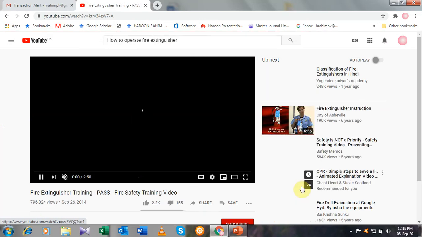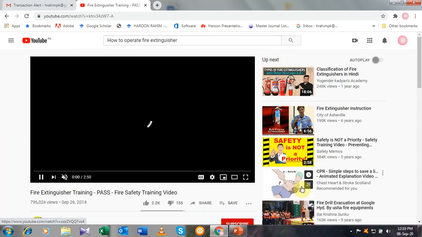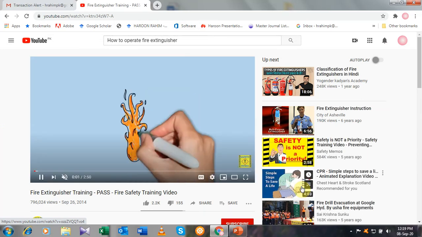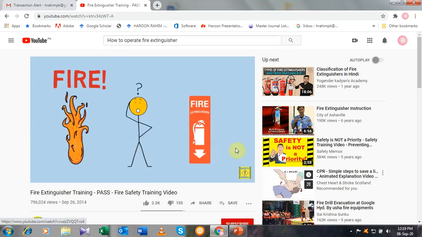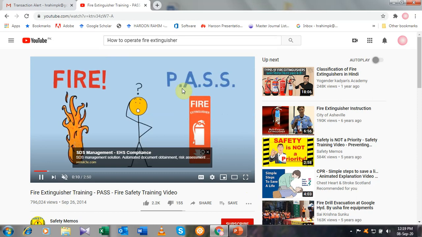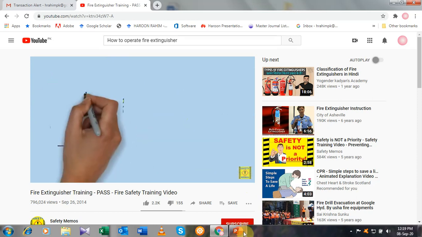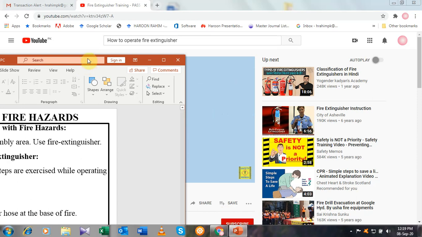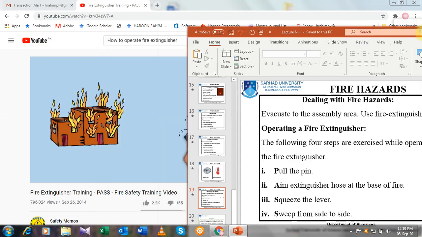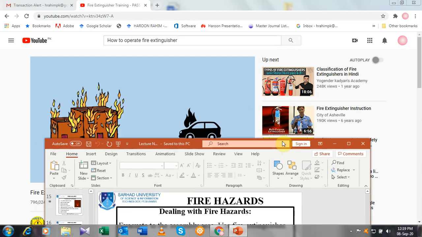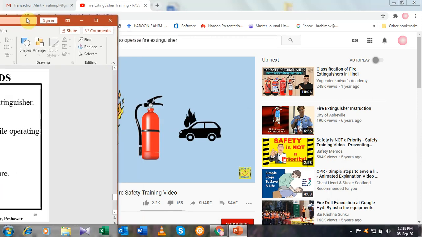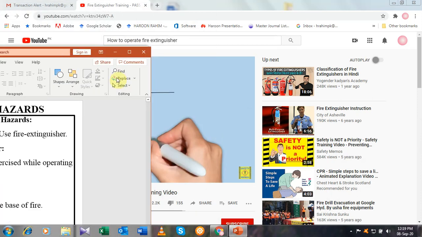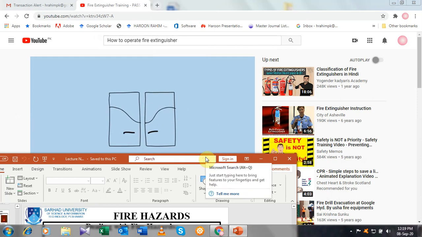You can see this fire extinguisher training, or any other video related to fire safety in the pharmaceutical industry, on handling a fire hazard by using PASS. I already told you what is meant by P, that is pull the pin, when a fire hazard occurs. In this case a fire hazard in a car is shown, but we will consider it in the pharmaceutical industry.